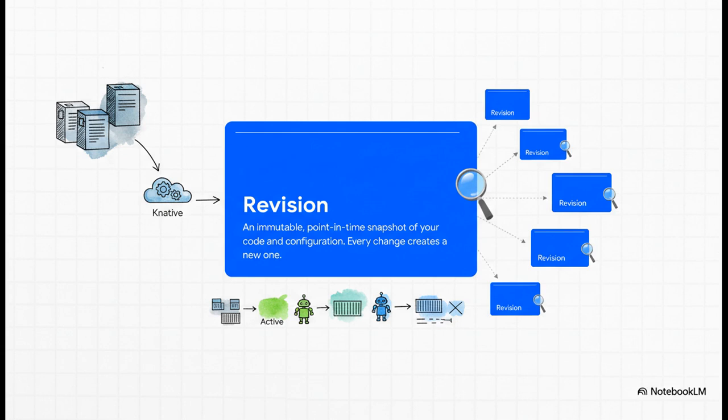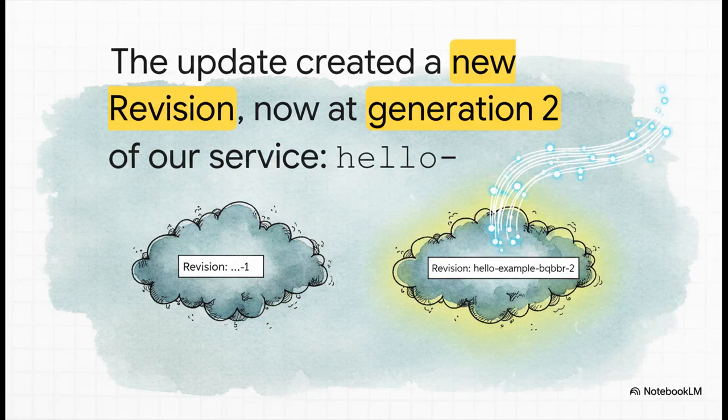See, Knative never just overwrites your running application. Instead, every single time you make a change, doesn't matter if it's your code or just one little config setting, Knative creates a brand new, unchangeable snapshot of it called a revision. This is the whole secret to doing safe deployments. And you can see it right there in the output of our update command. Knative is telling us, okay, I created a new revision for you, and this one ends in -2. It's basically the second generation of our service.